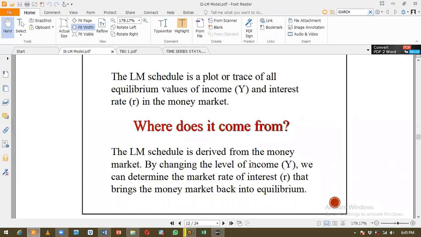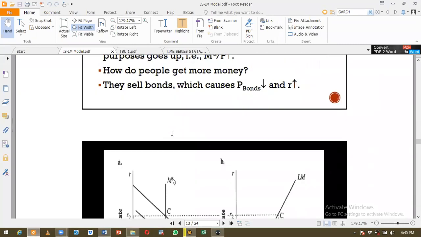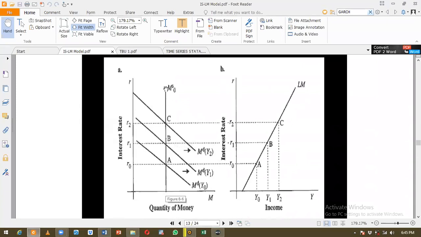Now let's use a diagram. Given a certain quantity of money supply, we said it is exogenous, so it doesn't depend on anything in this model. We take it as a constant. And then this is our money demand. It is like this because it is negatively related to interest rate. Assuming income Y0, the money demand was MD at Y0 and the interest rate was R0. So this is point A, the equilibrium point in the money market.